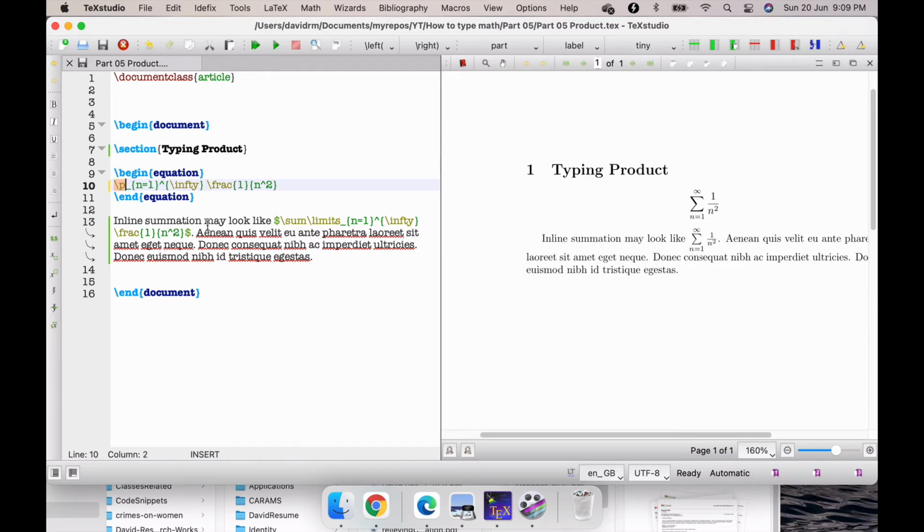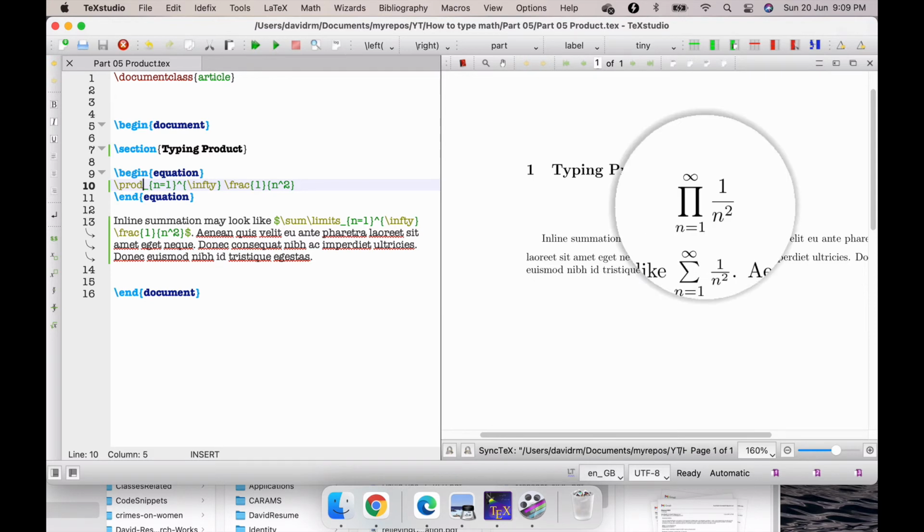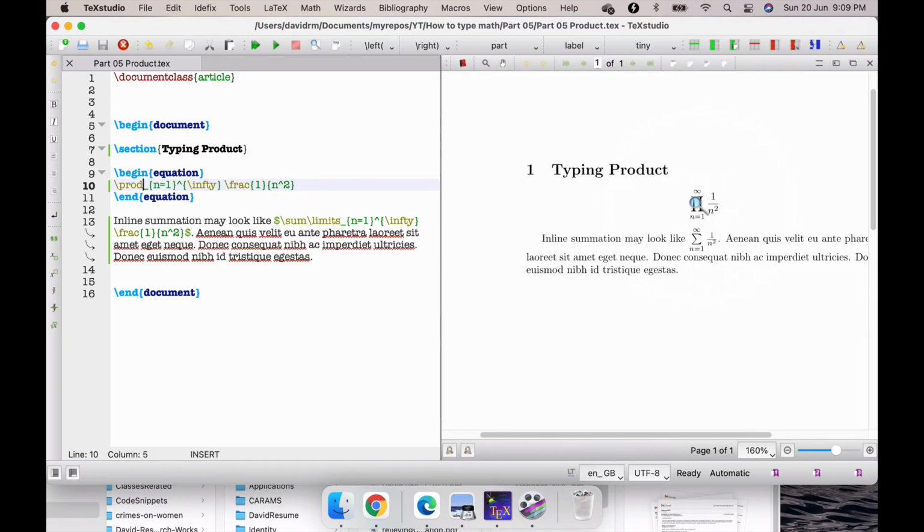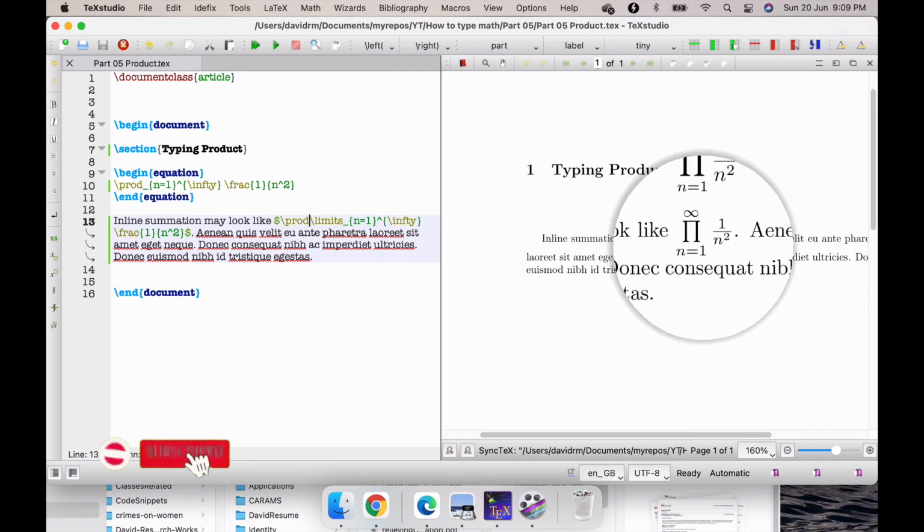Just replace that with the prod. And if you compile that now, then you get the product symbol instead of the summation symbol. That's all it takes. Of course, there is an inline summation as well. So let me change that too. So it's over here. Just change the sum to prod, correct, and that changes over here as well.